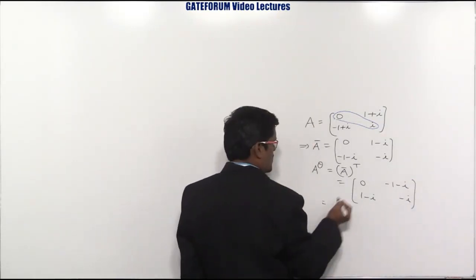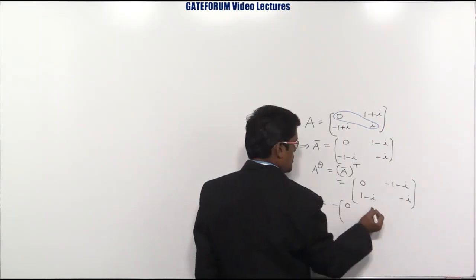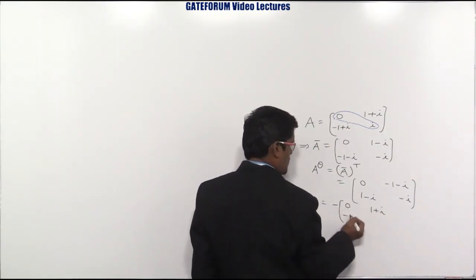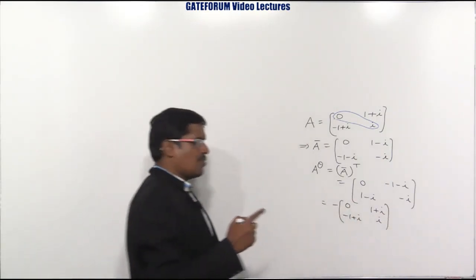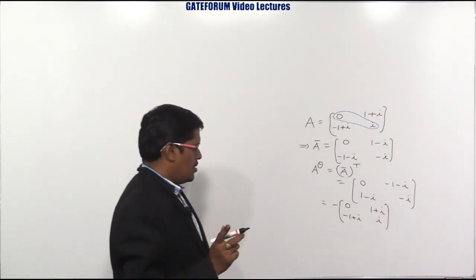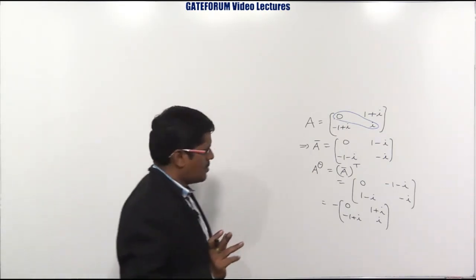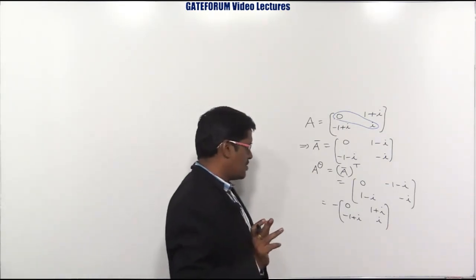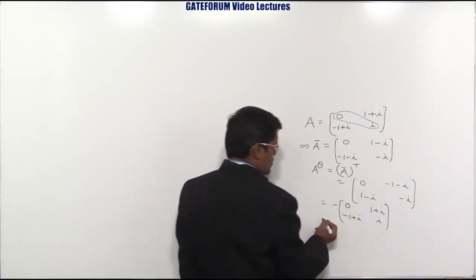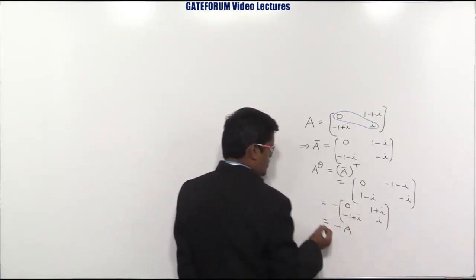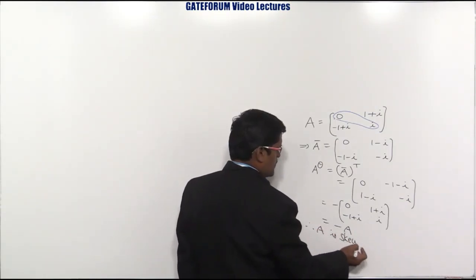From this, take minus common, that means take out minus. 0, this becomes 1 plus i, this becomes minus 1 plus i. And this was noticed by one of your members, I don't remember the name, so thanks to that person who identified that I had done a silly mistake. So this is minus A. Therefore A is a skew Hermitian matrix.